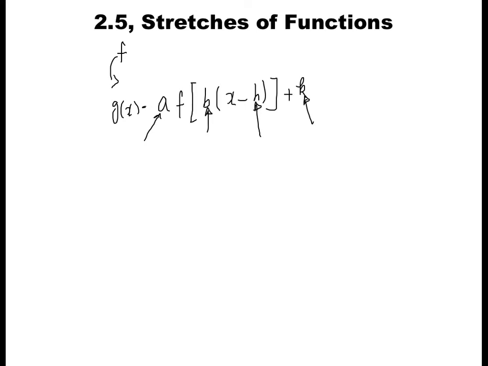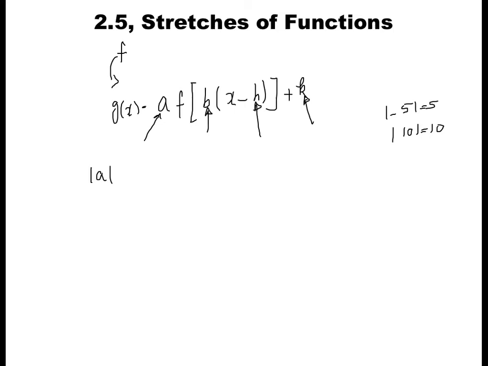The stretch and compression about the y-axis is concerned with parameter a. We are going to say that if absolute value of a, the reason we say absolute value is that if a is positive or negative, the rule stays the same. If you take the absolute value of a number, you are going to throw away the sign and deal only with the number without the sign. For instance, absolute value of negative 5 is 5. The absolute value of 10 is 10.